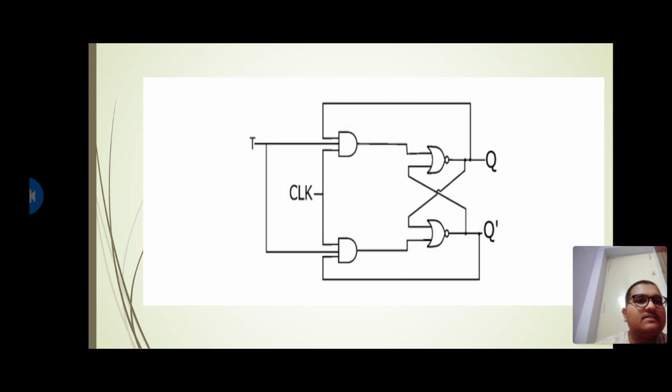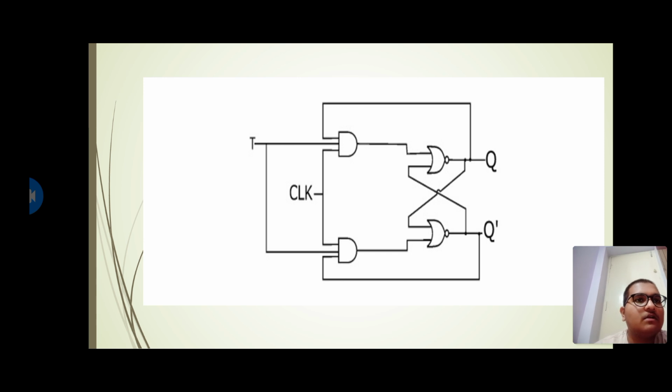Let us consider these two AND gates as 1 and 2, and the other two XOR gates as 3 and 4. The first AND gate input consists of T, the clock pulse, and another input Q. The second AND gate consists of one input T, another input the clock pulse, and another input Q bar. These two AND gates' outputs are directly connected to the inputs of the 3 and 4 XOR gates.